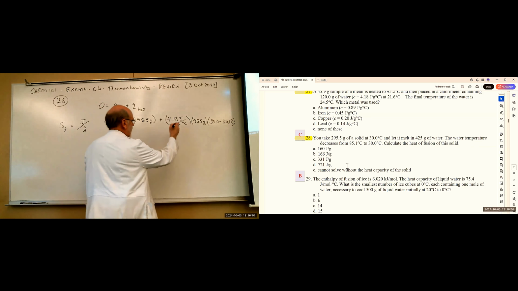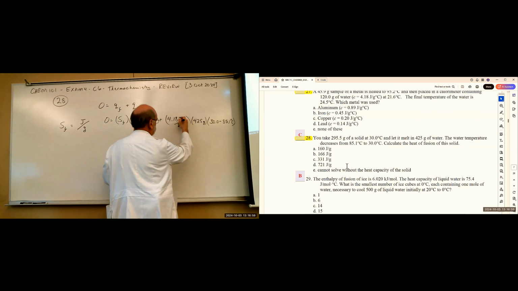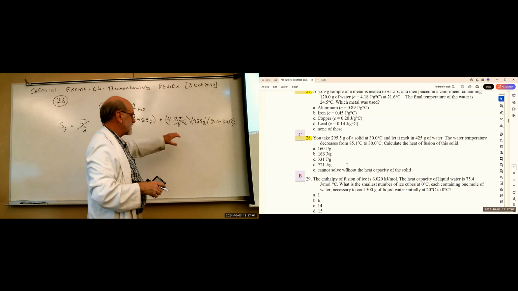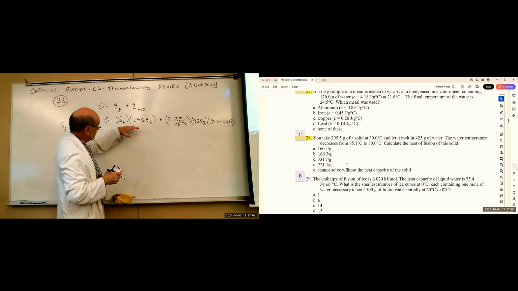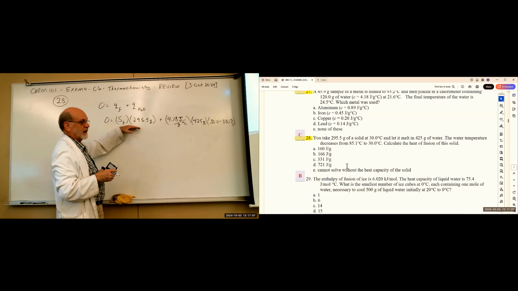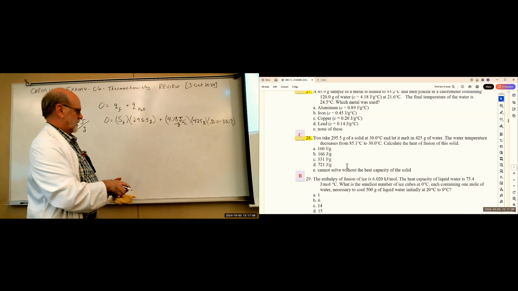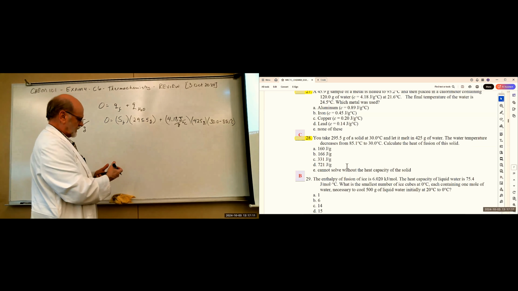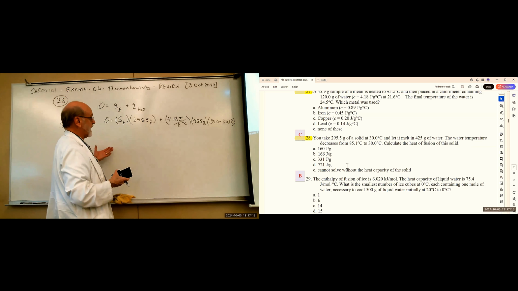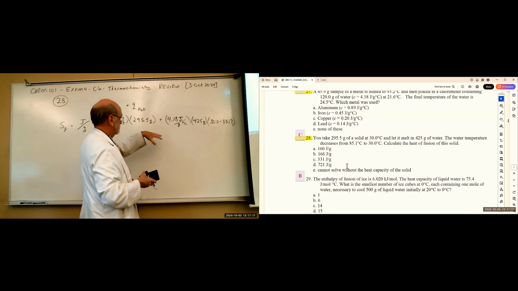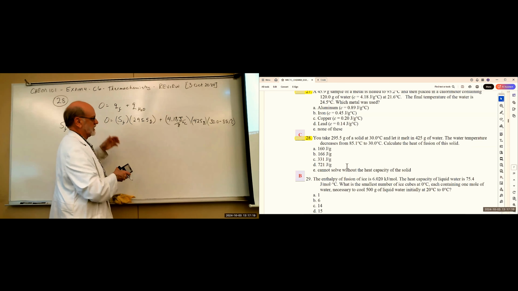Now, the way I was taught initially was find out how much heat is given up by the water, and then equate that to the amount of heat that's here, and then solve that half. But I like this way better. It's the same thing, actually. We'll bring this over here. They're equal to each other. We just change the sign.